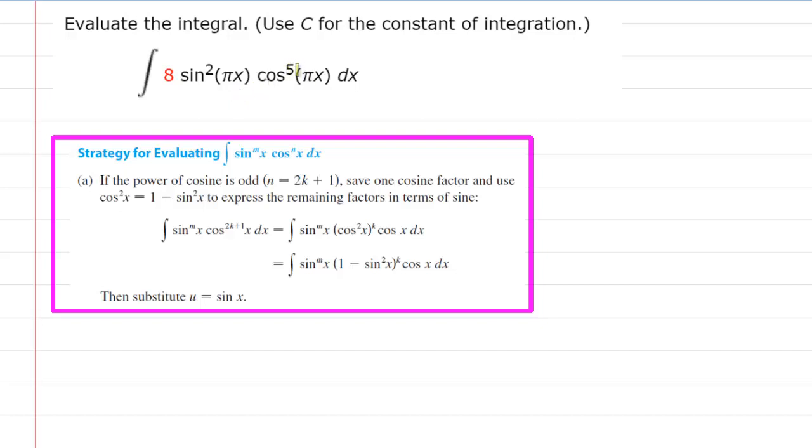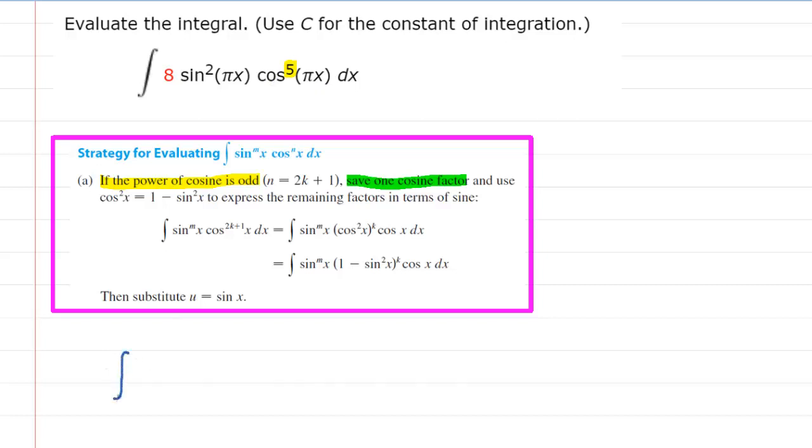The thing you want to notice about this particular case is you've got sine and cosine being multiplied together. But specifically, the power of cosine is odd. And it turns out that if the power of cosine is odd, then we will follow the following strategy. The first thing we're going to do is save one cosine factor. So what that means is of the 5 factors of cosine, we're going to set one of them aside.